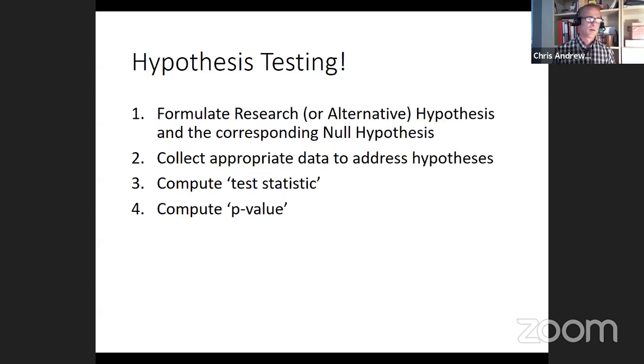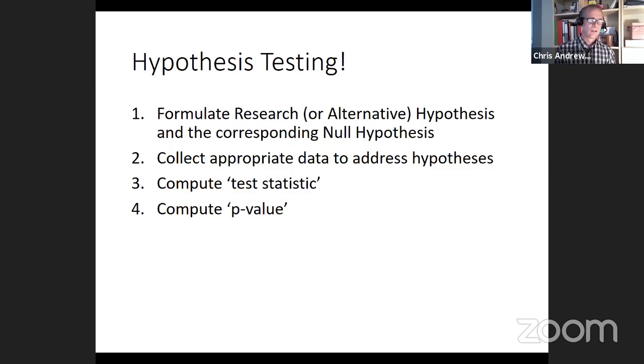This is the appropriate order of hypothesis testing. First, formulate a research hypothesis that you think would be an interesting effect to you or your patients or the research community. Collect some appropriate data to address that hypothesis. Compute a test statistic from your data. So somehow summarize your data in a way that you can state how big this effect is, or whether this effect is present or not. And then finally compute a p-value at the end.